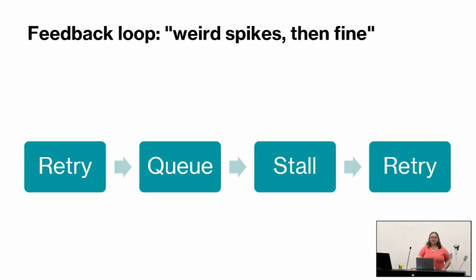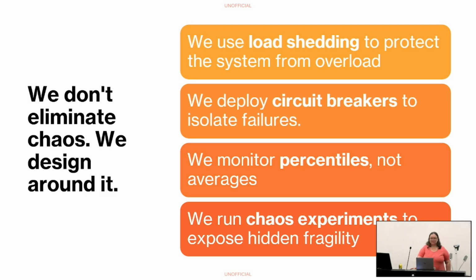Performance chaos isn't random. It's structure revealed in these tails. So we don't eliminate chaos, we design around it. We use load shedding and circuit breakers. We monitor percentiles rather than the averages. And we run these chaos experiments to expose our hidden fragility. Performance engineering isn't about making things fast. It's about making things predictably fast, even when the butterflies are flying.